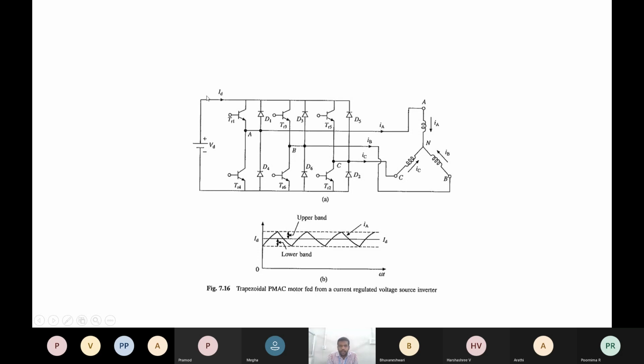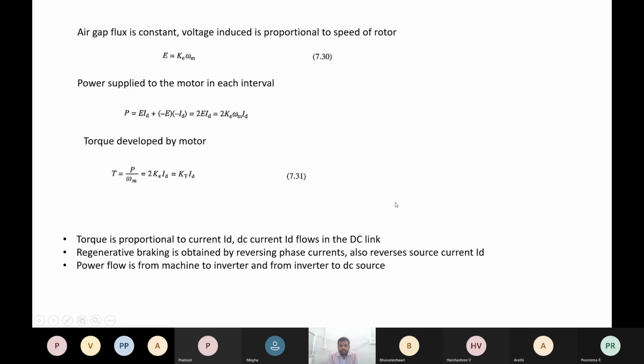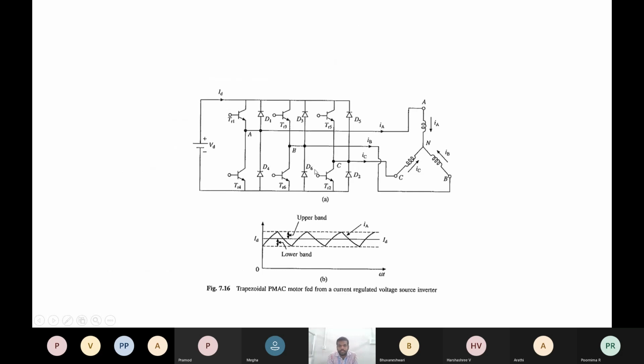Got it? ID comes here, flows to TR1, from TR1 to phase A, the stator terminal of A and the stator terminal of B, where it reverses. That's why it is named negative ID, because it is reverse flowing. Then through TR6 and back to the source. TR1, phase A, phase B, TR6, back to the source.